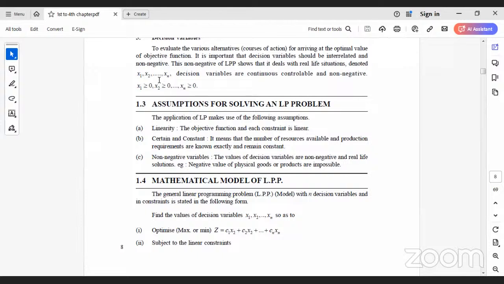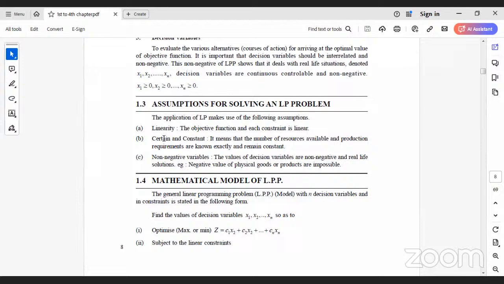Certain and constant. It means that the number of resources available in production remains exactly constant. Non-negative variables: the values of decision variables are non-negative in real-life solutions. Negative values of physical goods or products are impossible. We are taking this one.